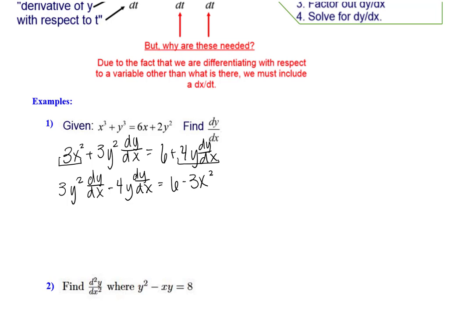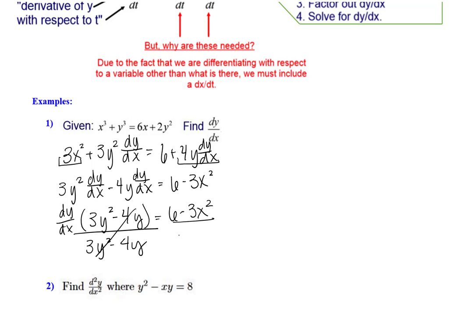Now we're just factoring out. So dy over dx gets factored out. We're multiplying by 3y squared minus 4y. And then just isolate that variable. And you are good to go.